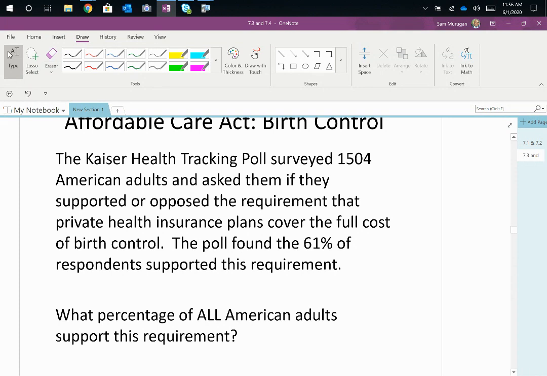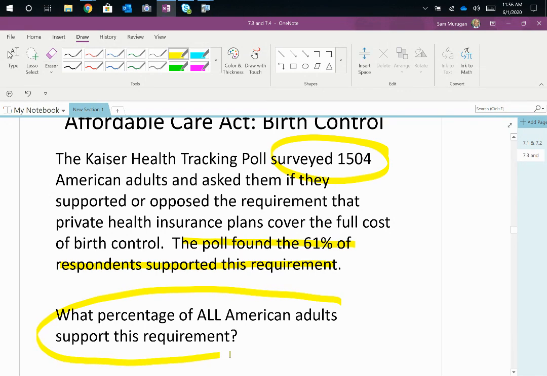The Kaiser Health Tracking Poll surveyed 1,504 American adults and asked them if they supported or opposed the requirement that private health insurance plans cover the full cost of birth control. The poll found that 61% of respondents supported this requirement. What percentage of all Americans support this requirement? So we have a sample here, 1,504, and they want to know what percentage of all Americans actually support this.